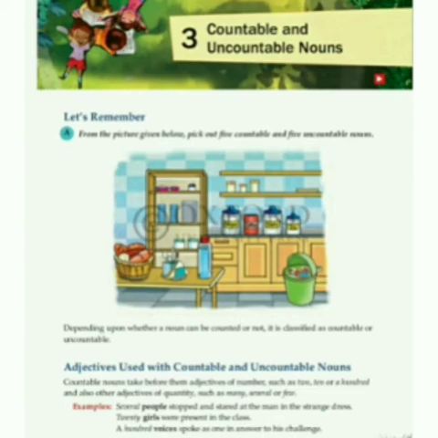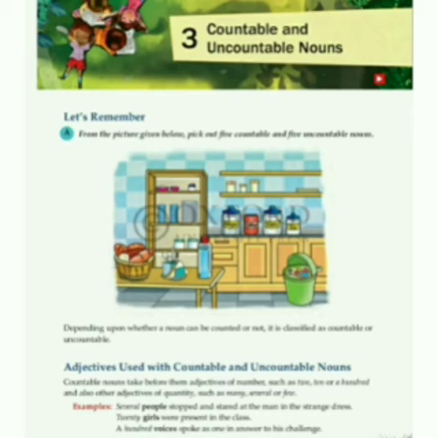As you all know now the difference between countable and uncountable, let's see what are the adjectives used with them. Countable nouns take before them adjectives of number such as 1, 2, 10, 100, also many, several, or few. Please look at the example given over there. Several people stopped and stared at the man in the strange dress. Here, people is countable, so we have used several.